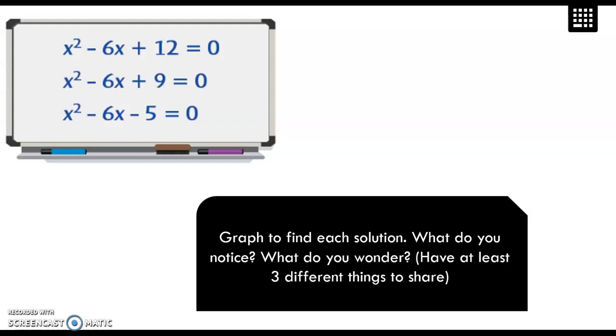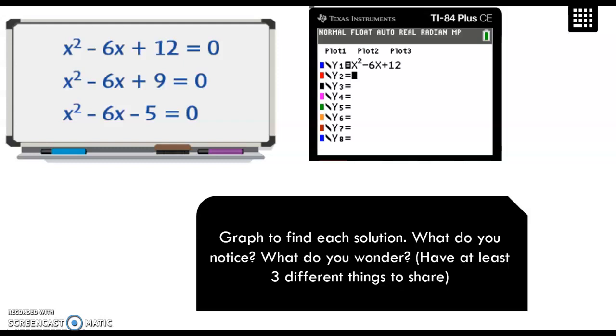a set of quadratic equations I'd like you to graph. So pause the video, go ahead and graph them, and start to notice and wonder things about those graphs. What would you like to know? What are you curious about as you look at these graphs? Pause the video and come back after you've done this exercise.